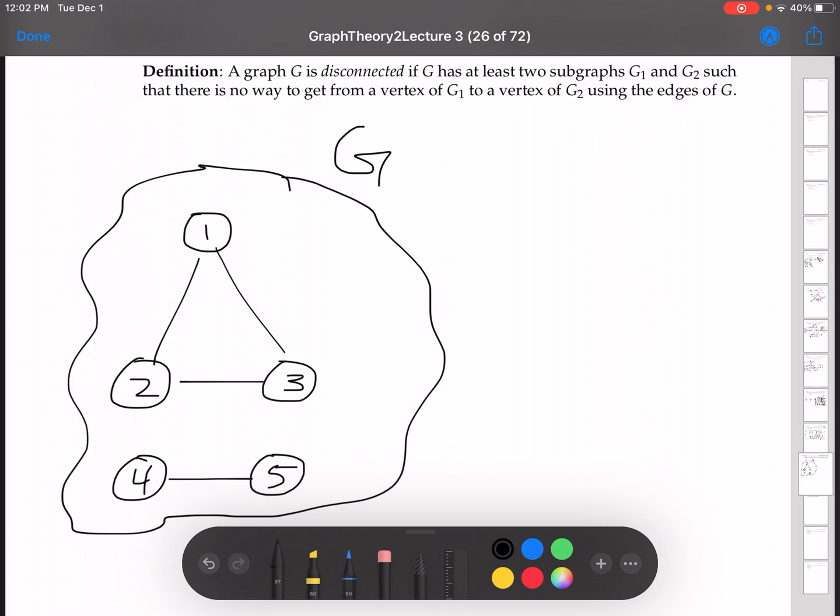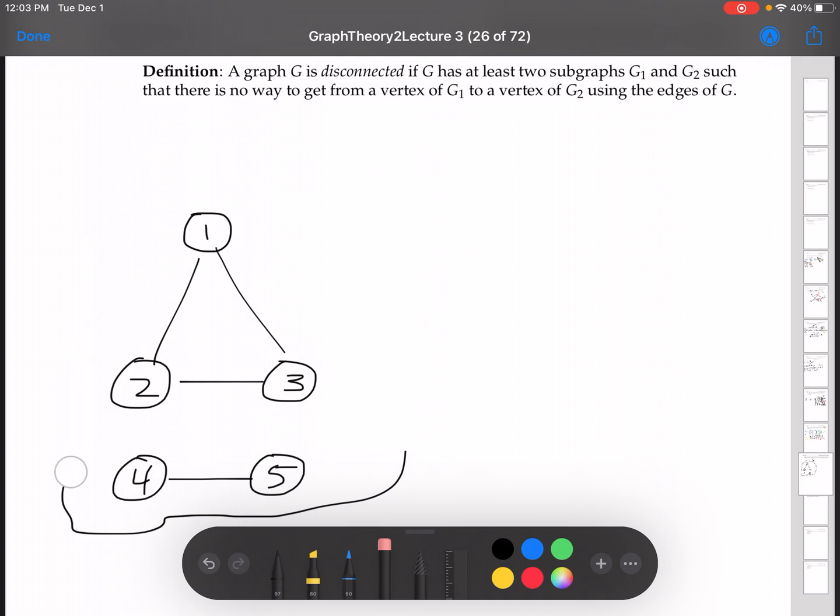That's right, it's disconnected, right? There's no way to get from a vertex of this subgraph here, G1, oops, not G prime, no derivatives here, from G1 to G2. There's no way to get. So if you start at 1, you can get to 2, right?